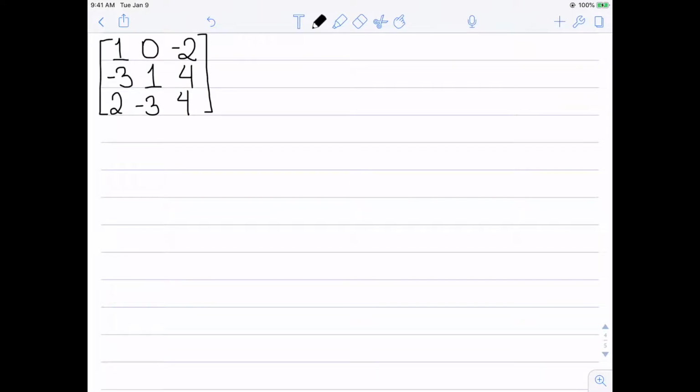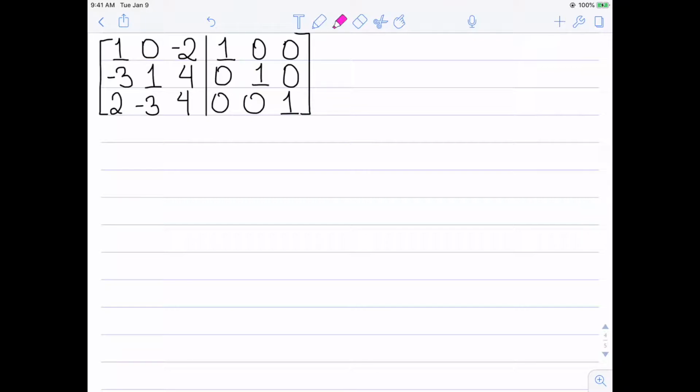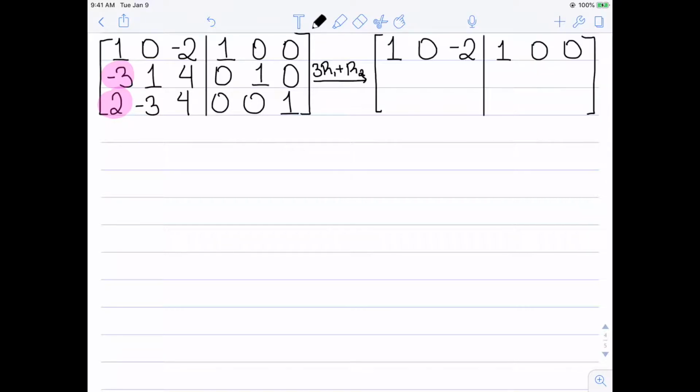So here is a 3 by 3 matrix, and I want to find the inverse if it exists. So to start with, I need to form an augmented matrix with this matrix on the left and the identity matrix on the right. And now we can start using our row operations. We start by getting a 1 in the first row, first column, but we already have that. So the next step is to get zeros below. To get the first 0, we'll do 3 row 1 plus row 2. And in this case, my first row is not going to change.